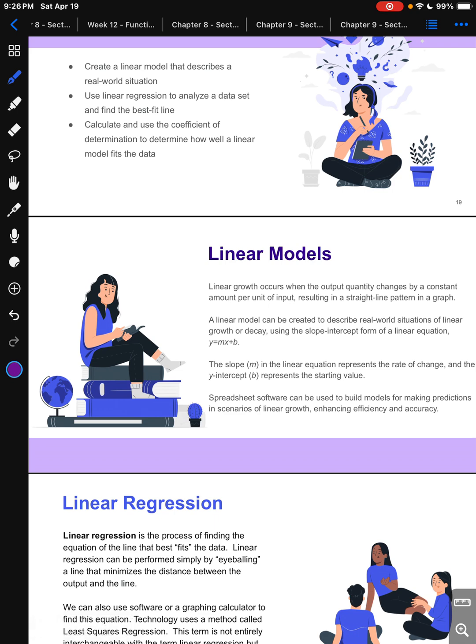Linear growth occurs when the output quantity changes by a constant rate per unit, resulting in a straight line. So linear models are straight. A linear model can be created and describe real-world situations of linear growth or decay using the slope-intercept form. And that's what I was talking about earlier. Slope-intercept form, slope and y-intercept. The slope of the linear equation represents the rate of change, and the y-intercept represents the starting value.